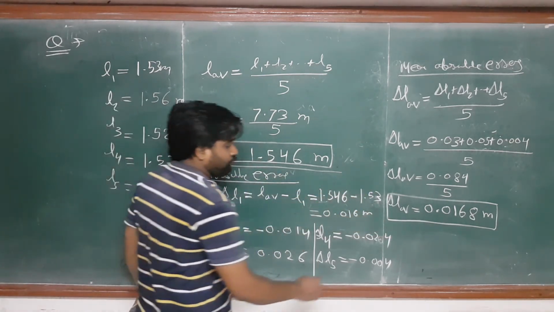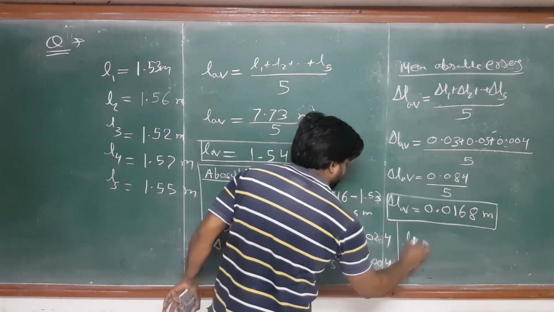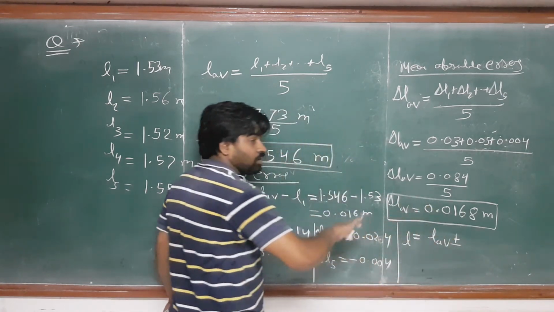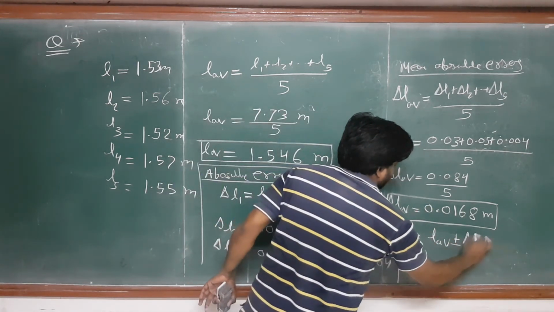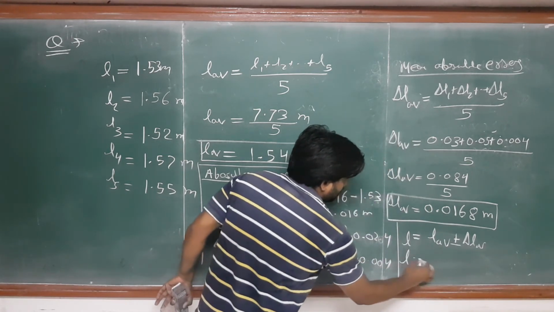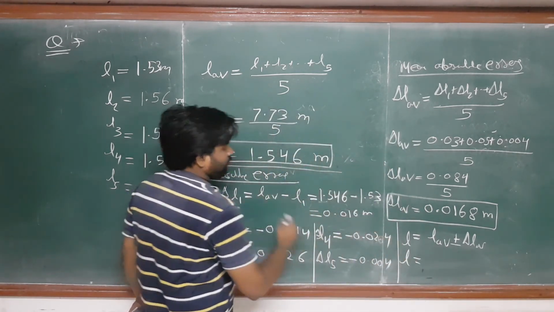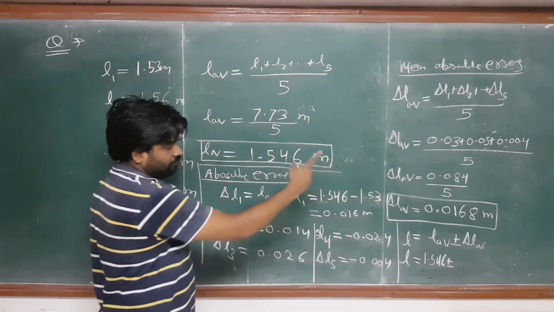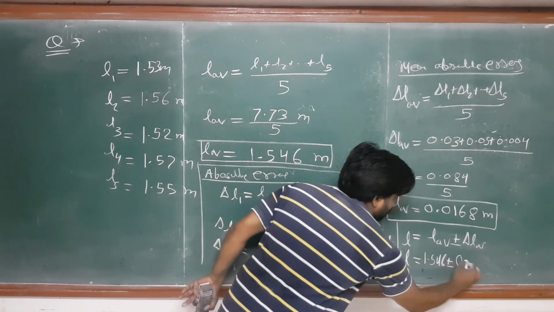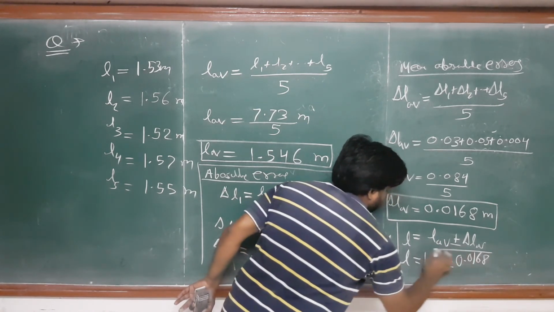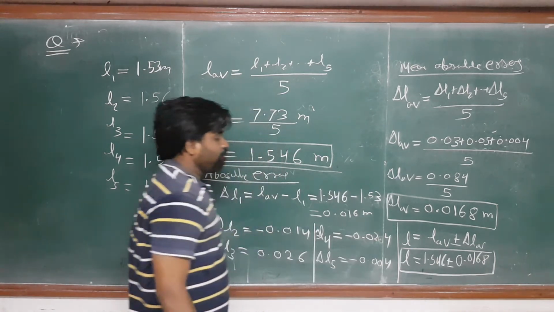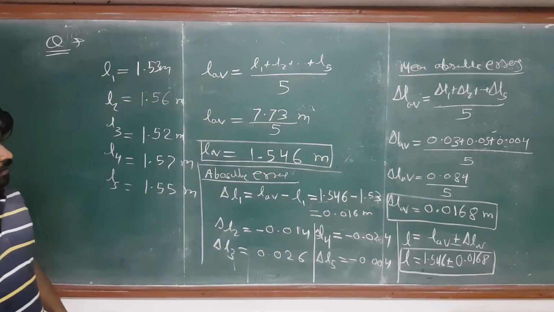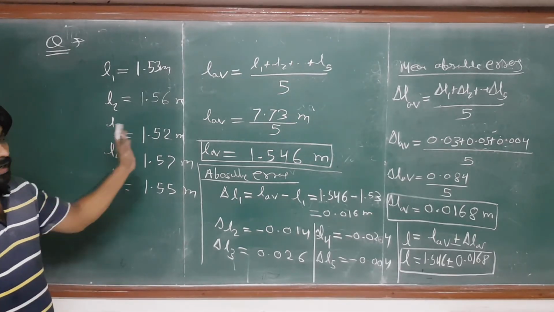Then as per the proper formula, the value of L becomes L is equal to L average plus or minus, can be positive or negative, del L average. So L is equal to, the L average is 1.546 plus or minus del L average, which is written above, you can put it there, 0.0168. So this is the value. Okay, now if I told you, you have to write it then and there.